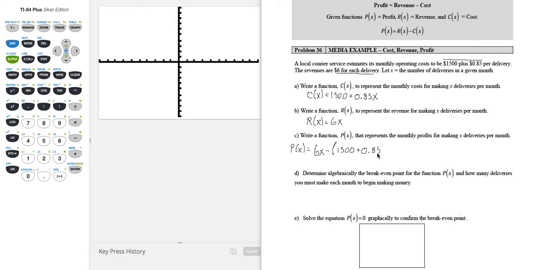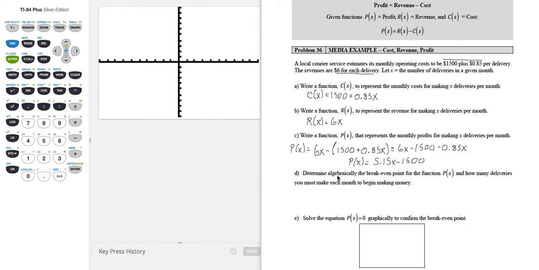So here is 6x minus the quantity 1,500 plus 0.85x. If I clear the parentheses, there's a penalty because of the negative in front. So it's negative 1,500 minus 0.85x. My profit function then, P of x equals 6x minus 0.85x, which is 5.15x minus 1,500. So there is my profit function.